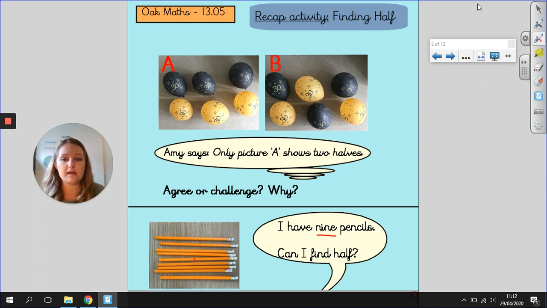Okay, so I challenge Amy because you can see that there are 1, 2, 3 black balloons there. And 1, 2, 3 gold balloons there. Okay, you can see that my whole is how many? My whole is 6, and half of 6 is equal to 3. Well, this still shows 1, 2, 3 gold balloons and 1, 2, 3 black balloons. Half is still 3. My whole is still 6.